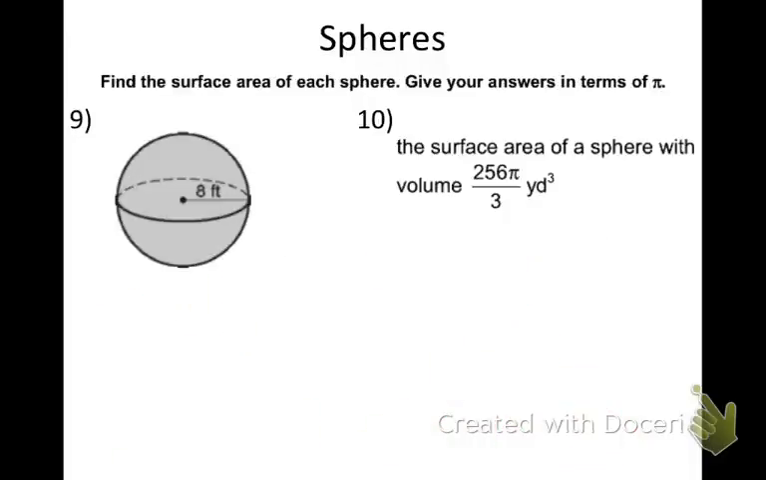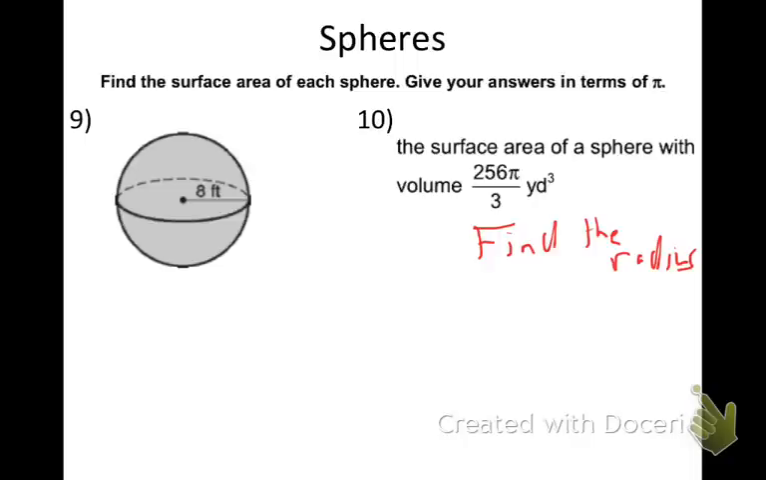Nice job on those. Take a couple seconds, try numbers 9 and 10 now. Notice they want the surface area. 10's a little tricky. They give you the volume. What do you need to find first in number 10? Yeah, number 10, you need to find the radius. 9's kind of more straightforward. Take a couple seconds, try those on your own.